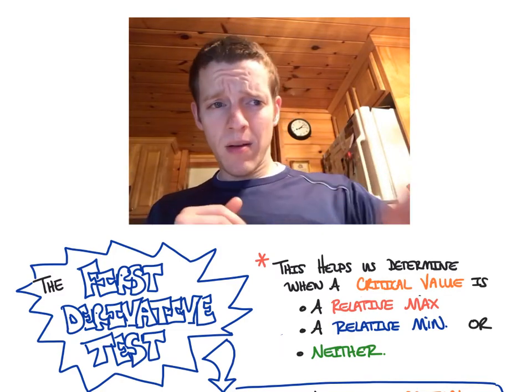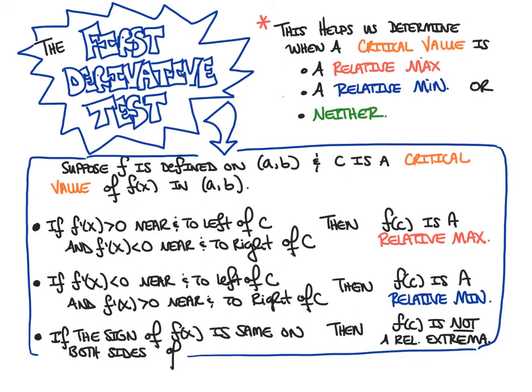Okay? Now, I know there's a lot of words as part of this test, but once we look at the words, I'm going to show you with pictures and it'll make a lot more sense. So suppose f is defined on some interval and c is a critical value. So remember, that's a value for which the derivative is 0 or the derivative doesn't exist. There's 3 situations. So there's 3 cases that I can have.